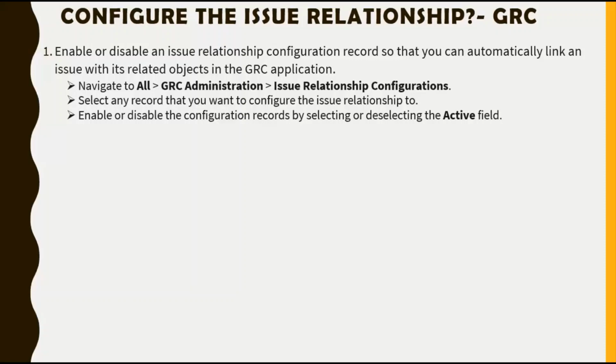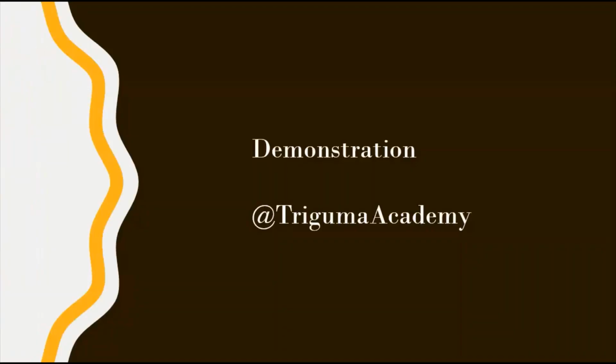Okay, under the GRC administration, we have an issue relationship configuration where we can select any record and enable or disable the configuration of any active field, which is the normal configuration. All of us can do that. I will show you at the end in the demonstration. So now, as usual, I am going to demonstrate.